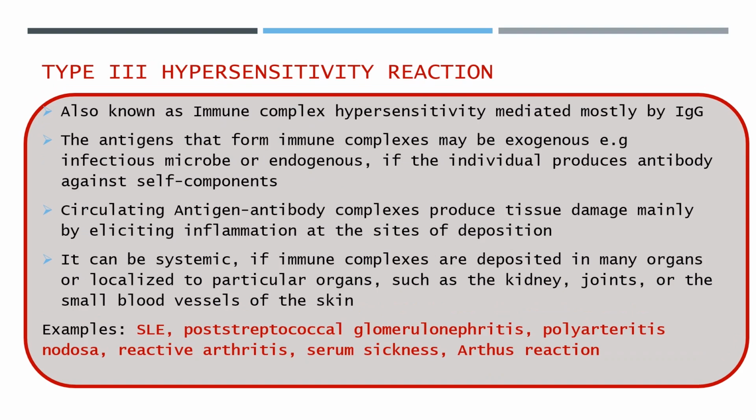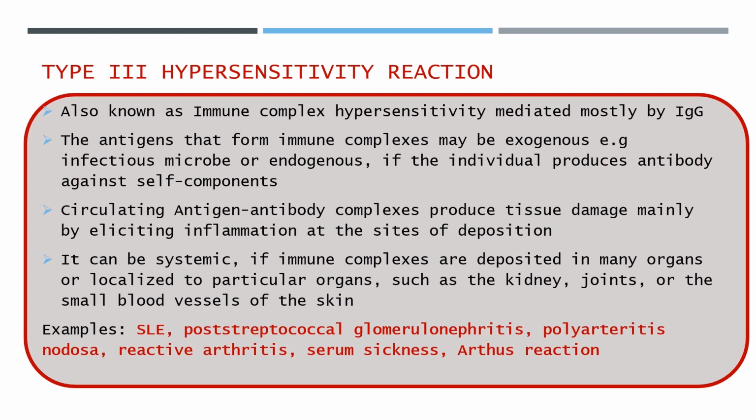Type 3 hypersensitivity reaction is also known as immune complex hypersensitivity reaction and is usually mediated by immunoglobulin G. There is usually the formation of antigen-antibody complexes which are carried in circulation and deposited in different parts of the body to initiate type 3 hypersensitivity reaction. These antigens that form the immune complex may either be exogenous when the source is from infectious microbes, or they can be endogenous if the individual produces antibody against self components.